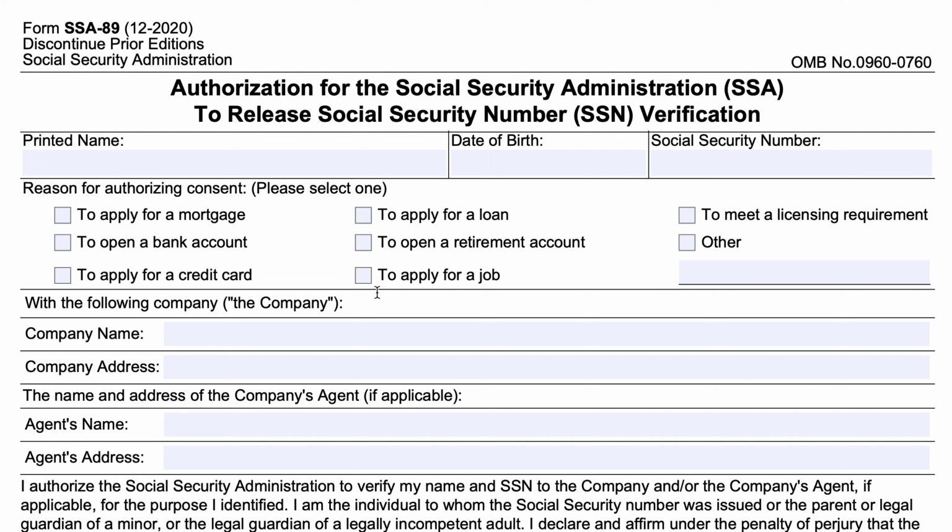At the top of this form, you will print your name, your date of birth, and your Social Security number. As we discussed, the reason for authorizing consent. Again, this is you giving the Social Security Administration authority to release your personal data, which you own, to a third party, which this form refers to as the company. So you'll complete the company name, address, as well as an agent. So a representative that you might be working with, the mortgage broker, for example, your potential supervisor or the HR person in the case of applying for a job.